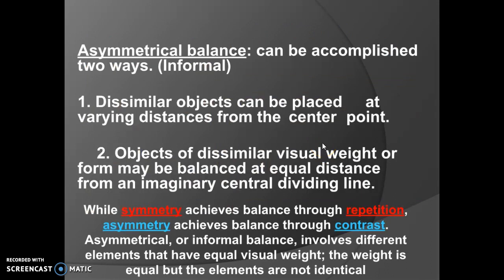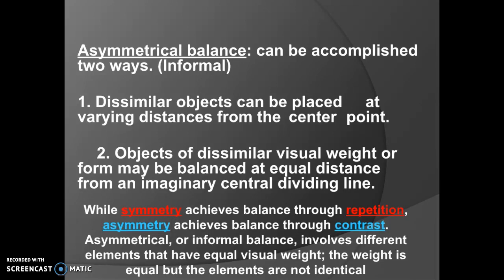When we talk about asymmetrical balance, we can do this in two different ways. You can have dissimilar objects placed at varying distance from a center point. Objects of dissimilar visual weight or form may be balanced at equal distance from an imaginary central dividing line.